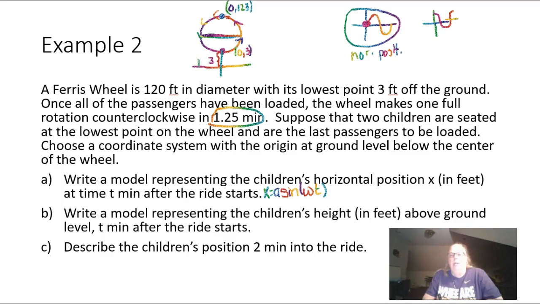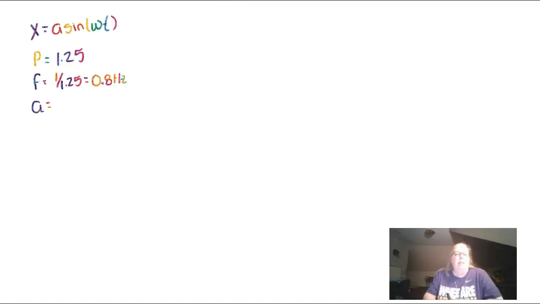And if we consider this point right here and this point right here on our number line, if this is x equals 0, this point right here is going to have to be positive 60, and this one's going to have to be negative 60, because remember, the diameter of this Ferris wheel is 120. So the furthest they can go from the center is 60 feet to the right, or 60 feet to the left. So our amplitude is going to be 60 in this case.